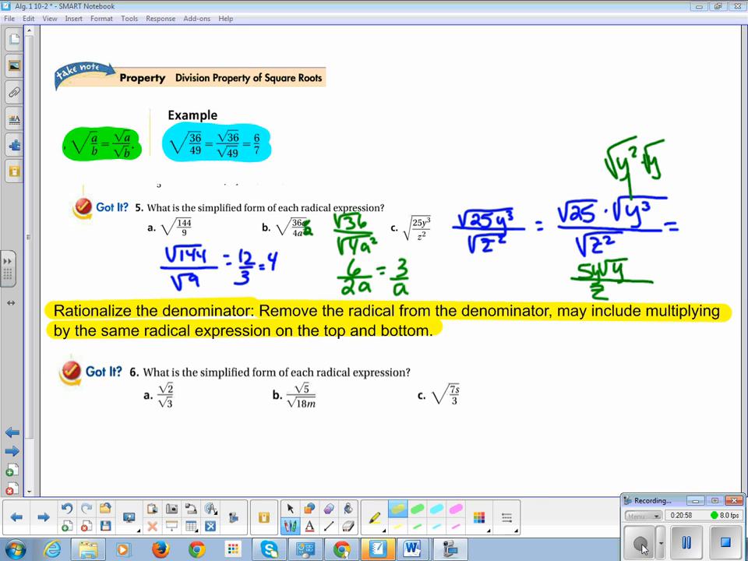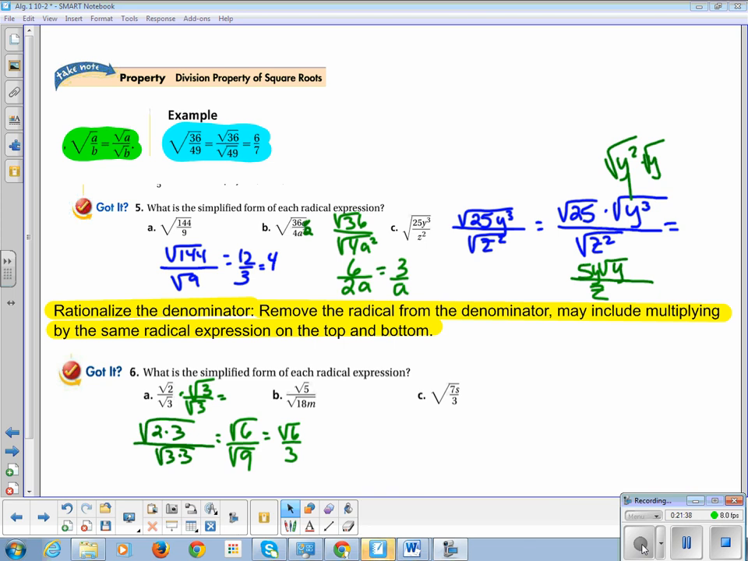All right, so when you get a problem with a radical in the denominator, all we have to do is multiply by that denominator radical and look at what happens. So we get the square root of 2 times 3 and the square root of 3 times 3. The square root of 2 times 3 is 6 and the square root of 3 times 3 is 9. And oh yeah, heck yeah, we get the square root of 6 over 3. No more radical in the denominator.